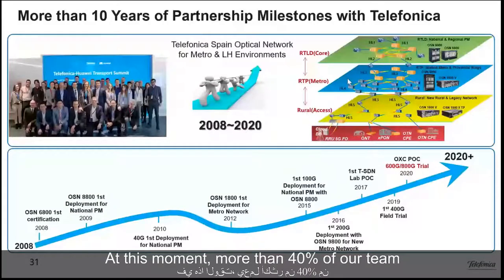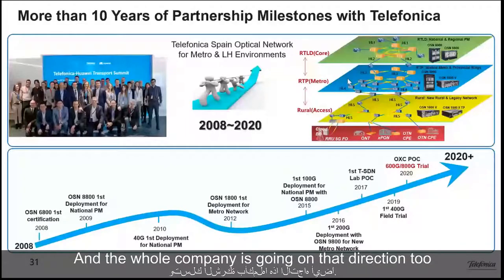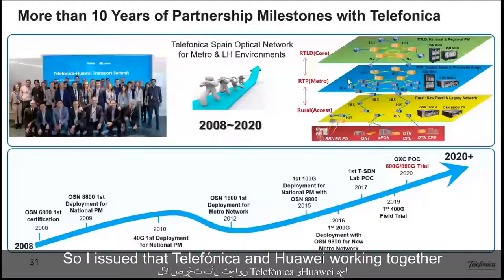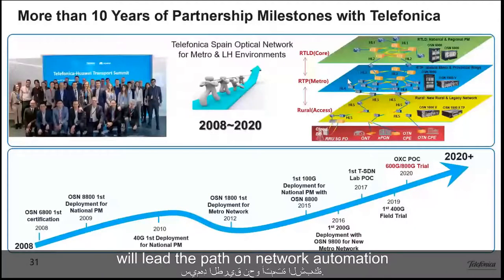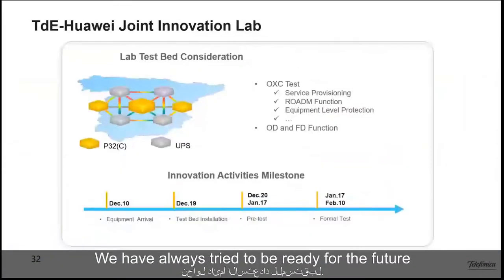At this moment, more than 40% of our team is working on automation projects, and the whole company is going in that direction too. So I'm sure that Telefónica and Huawei working together will lead the path on network automation. Please, next page. We have always tried to be ready for the future.